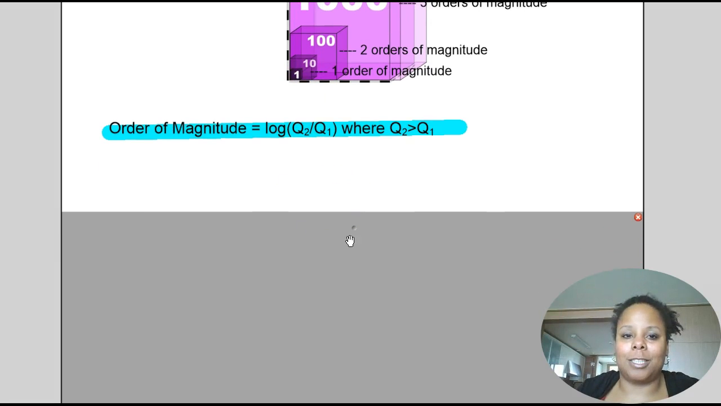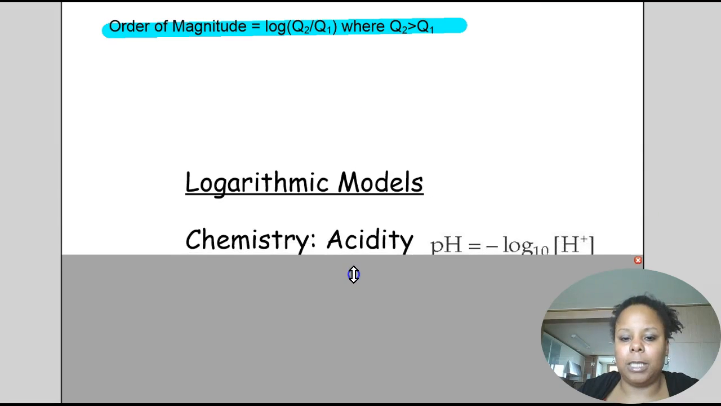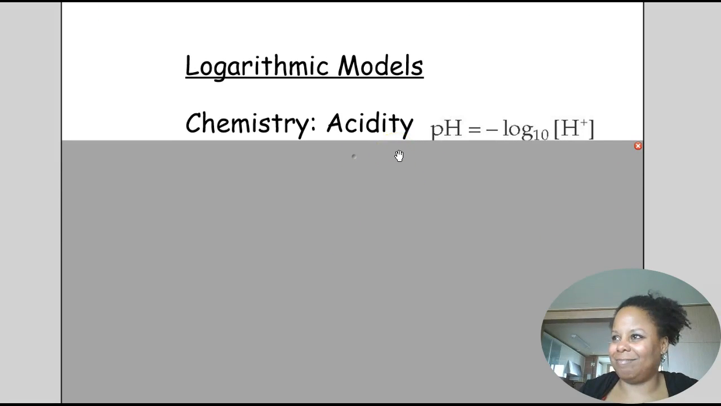So where are logarithmic functions used in real life situations? We're going to take a look at 3 examples. In chemistry and acidity, gosh, I can't pronounce stuff, and this is with pH levels.